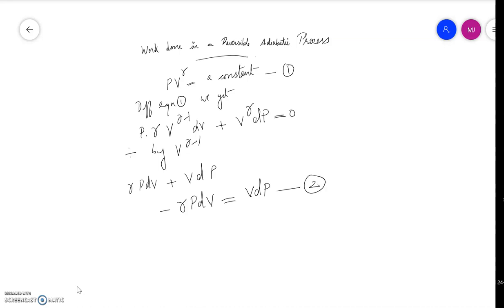Equation number 2. We know that for 1 mole of an ideal gas, PV is equal to RT. Differentiating the above equation, we will get P dV plus V dP, that is equal to, R is a constant, R dT. This is equation number 3.